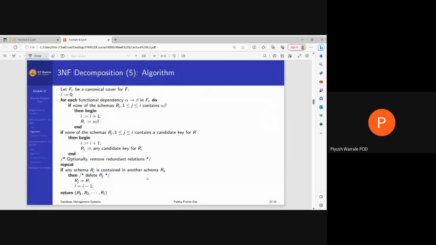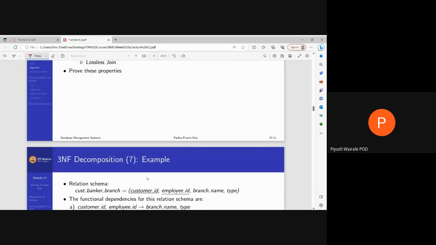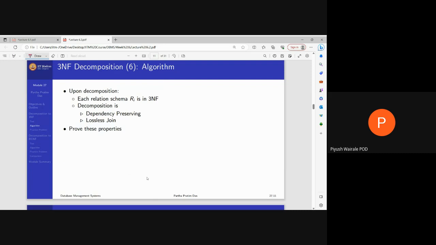The algorithm, you can just watch the lecture and go through it. Same thing is there. So upon decomposition, each relation schema Ri is in 3NF, dependency preserving, and lossless also, right? So till 3NF, we can have dependency preservation and lossless join.